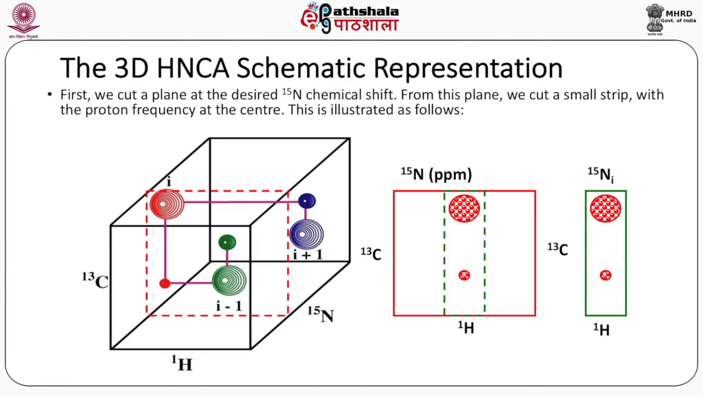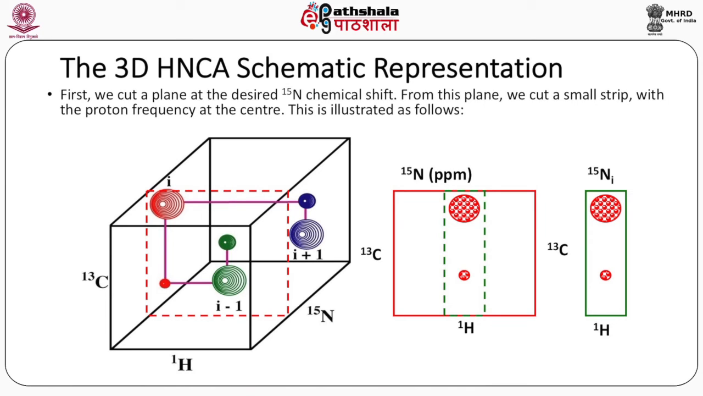Next slide please. First, we cut a plane at the desired N15 chemical shift. From this plane, we cut a small strip with the proton frequency at the center, and this is illustrated in the figure. You see the 3-dimensional figure which has a square in broken line. This is the plane that you cut out, and so in this plane you get the red peak out. And when you get these red peaks out, as is shown in the middle figure, then you have to mention at what N15 ppm it was cut.